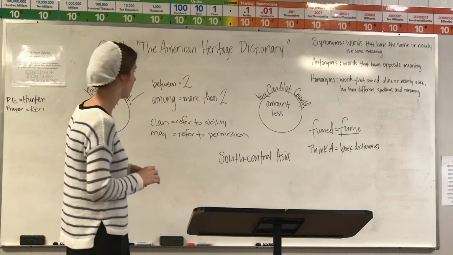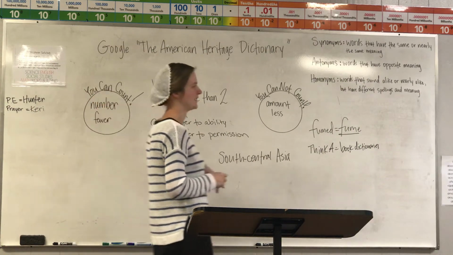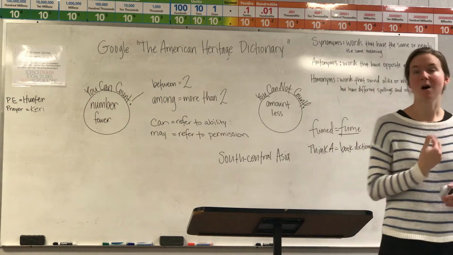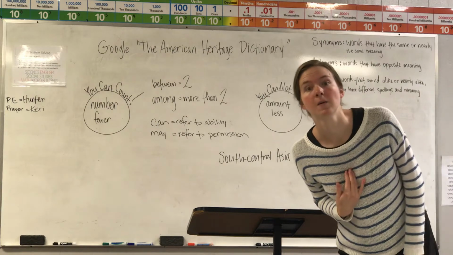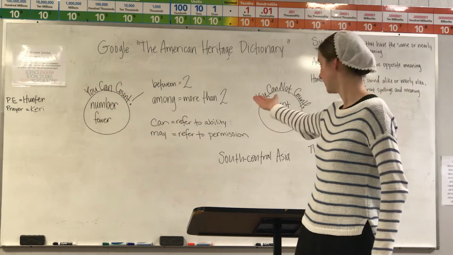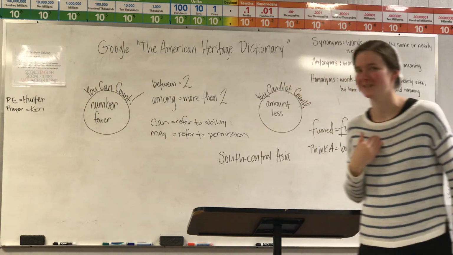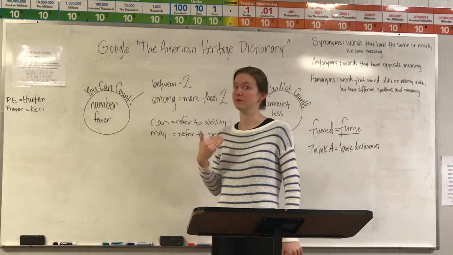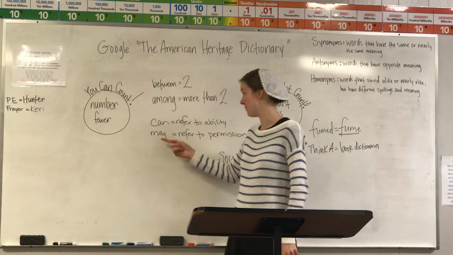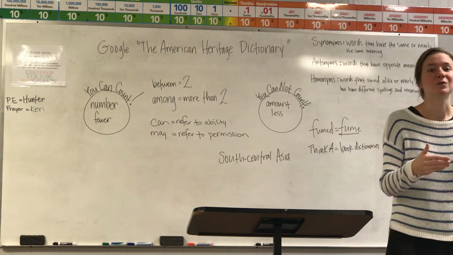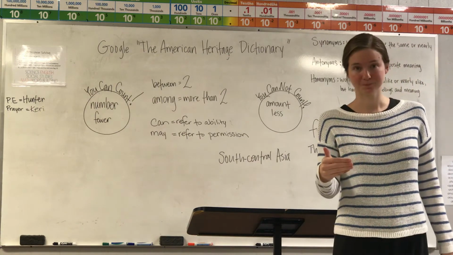That's all ability. But when you're asking for permission, Mom, may I go outside? You would say may. You wouldn't say, Mom, can I go outside? You can. You are able to go outside. But do you have permission? That is the question. If you say, Mom, can I go outside? Well, yes, you can go outside, but do you have permission? May you go outside? So whenever you ask permission, you must use the word may.